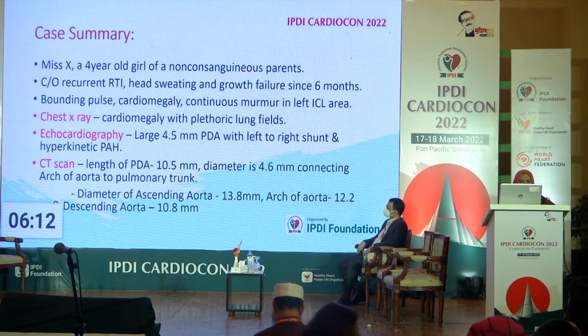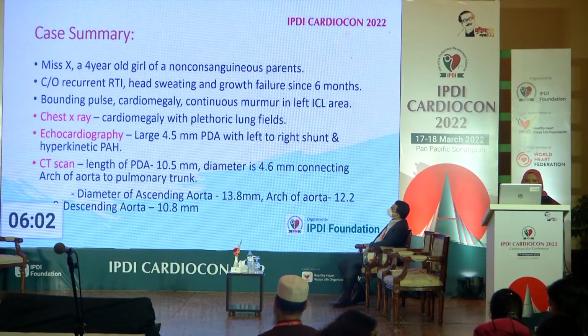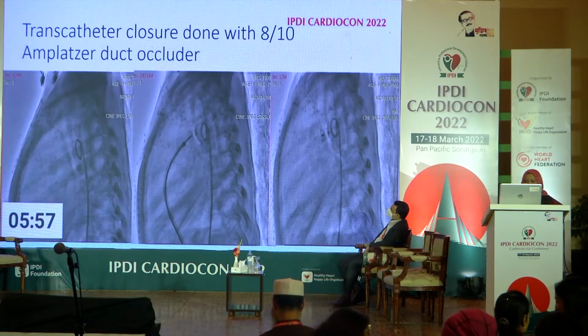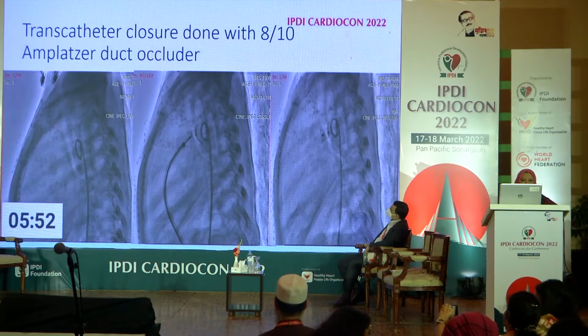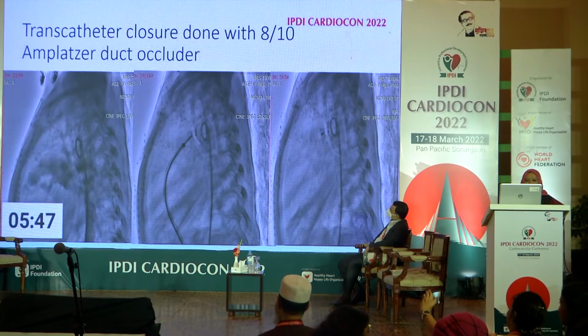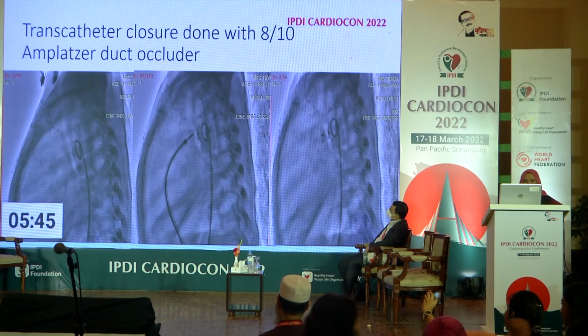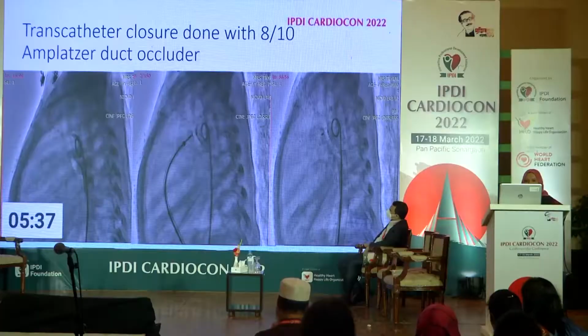We did CT showing the PDA. The length of the PDA was 10.5 millimeter and 4.6 millimeter is the diameter, connecting aorta with the pulmonary trunk, and diameter of the ascending aorta, arch of aorta, and descending aorta is within normal limit. Device closure is done with the Amplatzer duct occluder. The lateral image is showing the good anatomy of the PDA, ductal, showing the size, shape, and we selected the 8/10 size device.